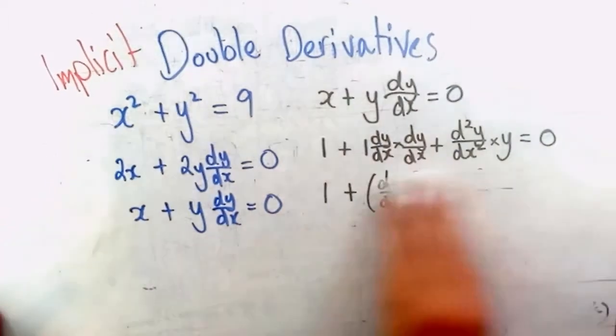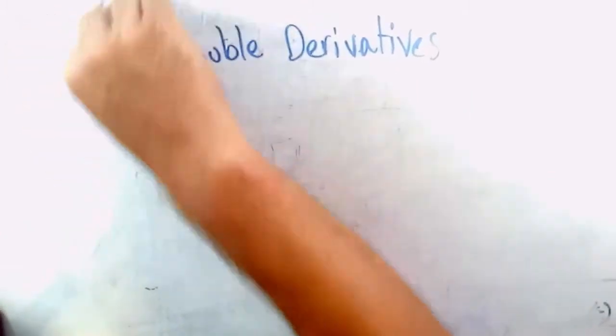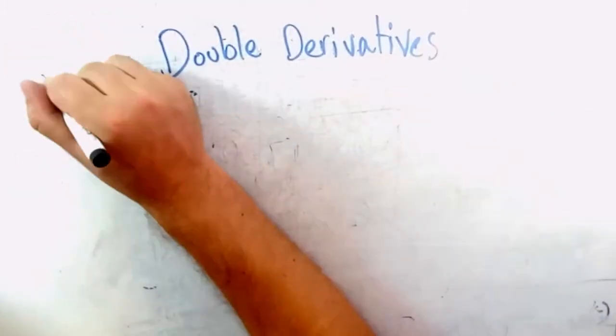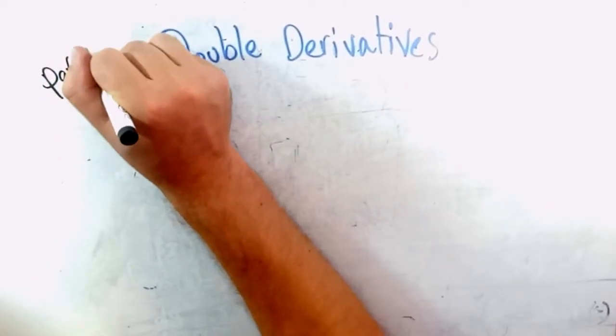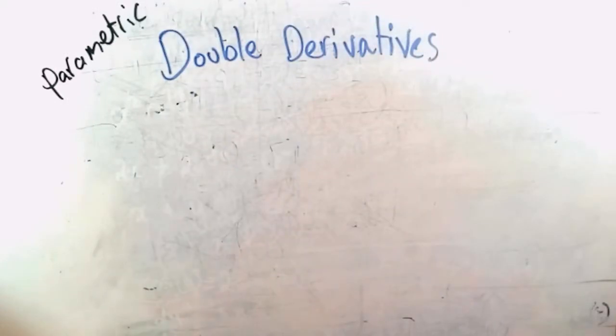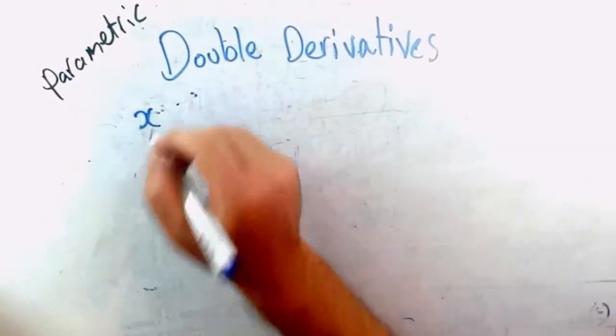Let's do one more example. Instead of implicit, we'll do parametric double derivatives. Oh, this is the most exciting video we've done so far, I'm sure. Okay, let's do some parametric equations.